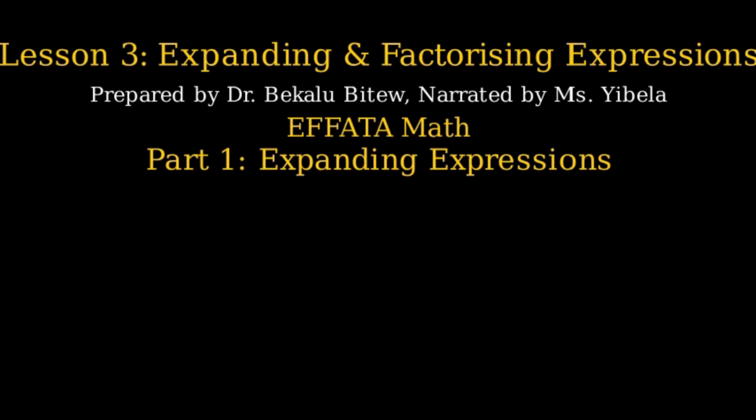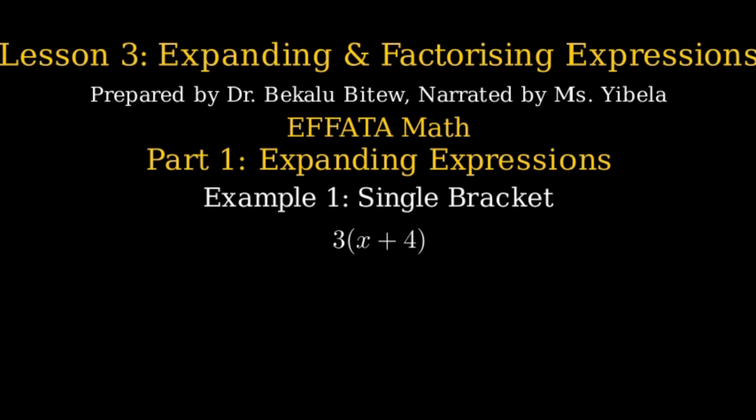Our first example involves a single bracket. We have 3 multiplied by the bracket x plus 4. To expand this, we multiply each term inside the bracket by the term outside. So 3 multiplied by x is 3x, and 3 multiplied by 4 is 12. Our final result is 3x plus 12.